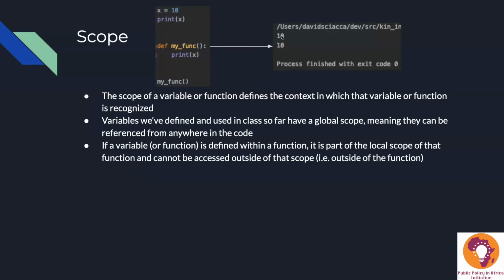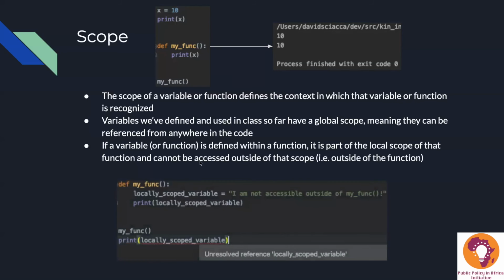So we see here that when I run this file, the print x statement that's happening up here is outputting the first 10, and then the invocation to my function here, my func, is printing x here. We get 10 in both cases because we've defined x in the global scope of the file. Sorry, not the function. It's in the global scope of the file.